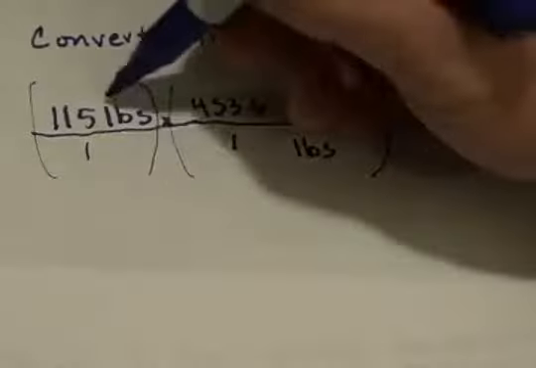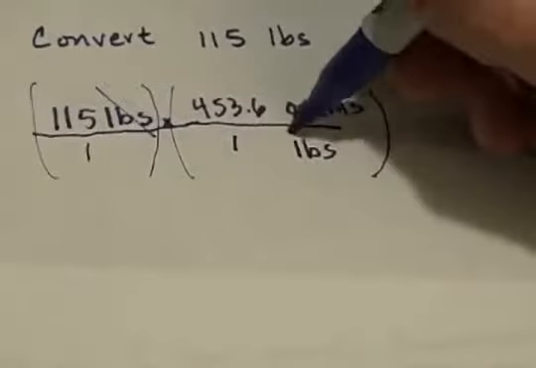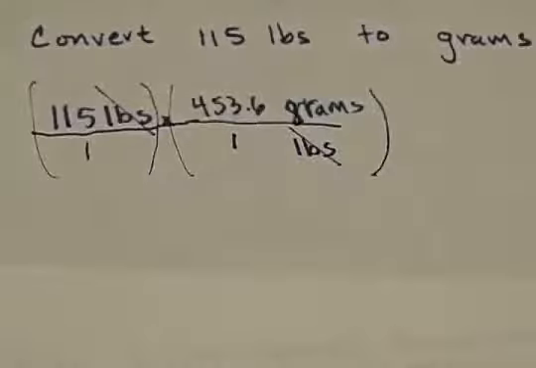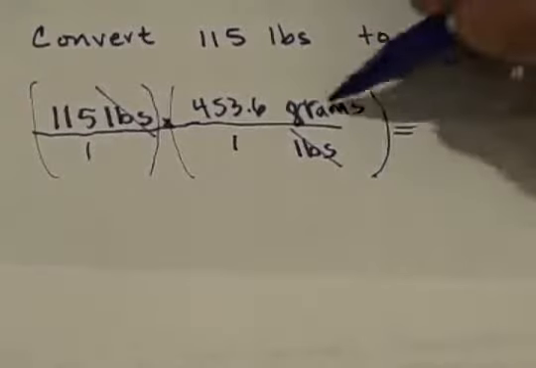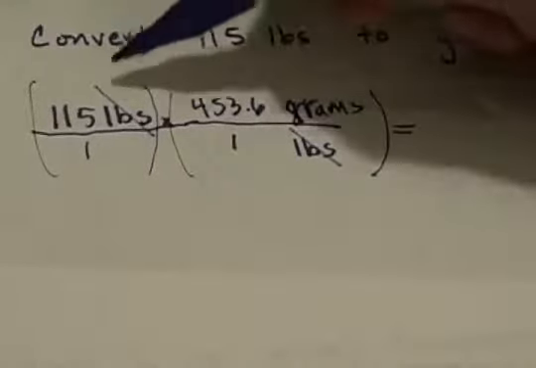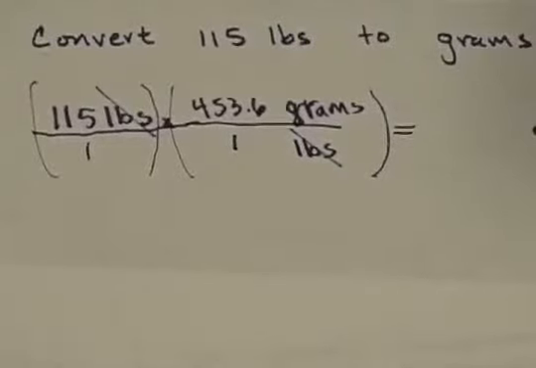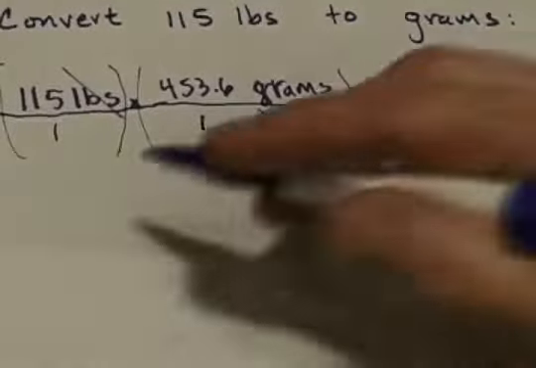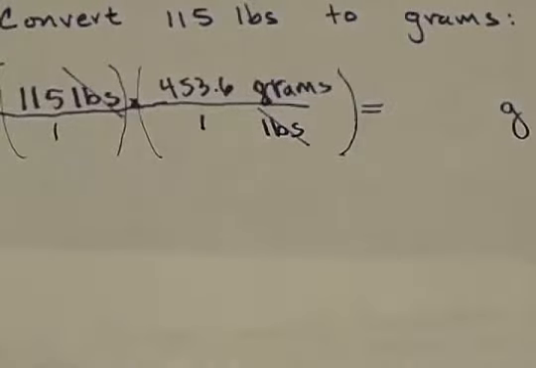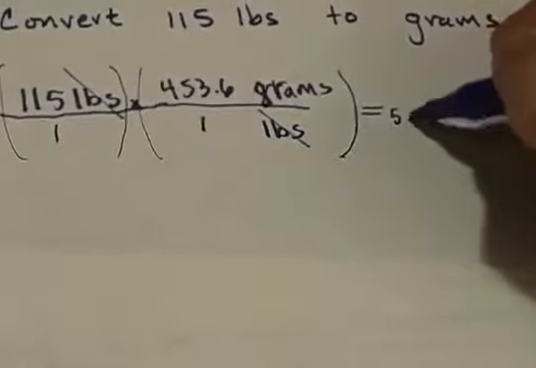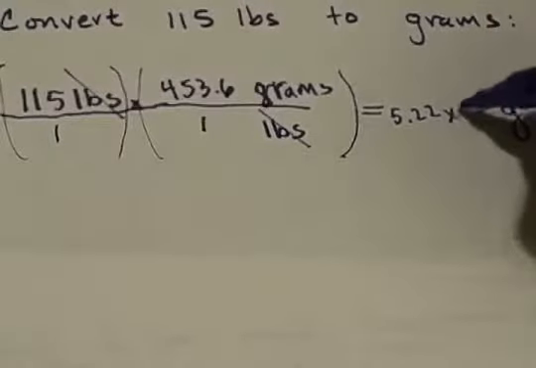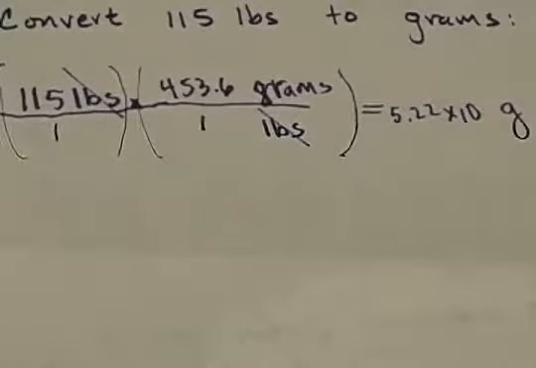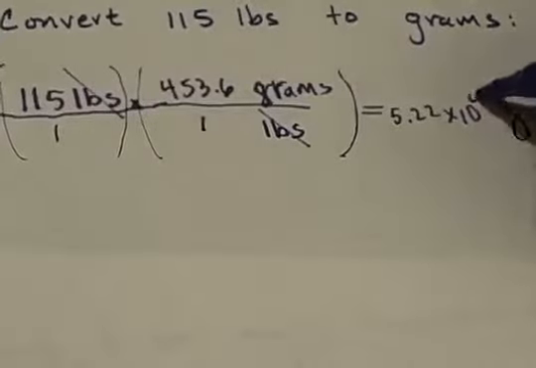Next, go through and cancel. I know that my pounds on the top will cancel with my pounds on the bottom, and for sure I'll end up with my units of grams at the end. Go ahead and put your units in at the end, grams, and then take your calculator and multiply the two numbers together. And if you do this, you end up with 5.22 times 10 to the 4th grams.